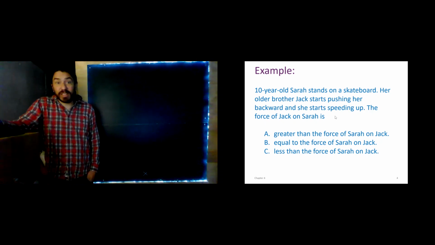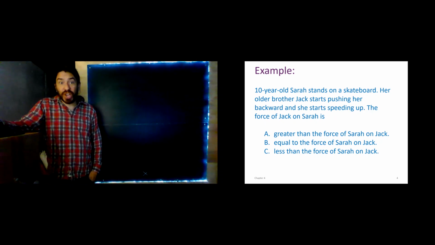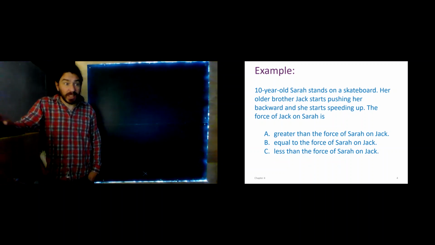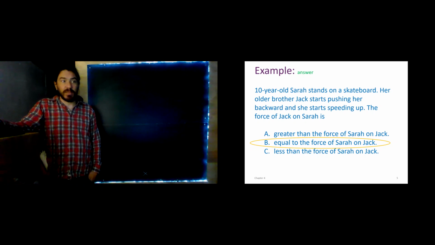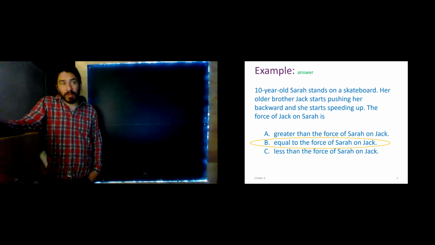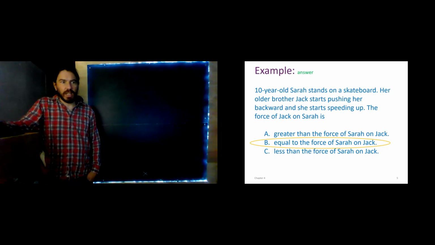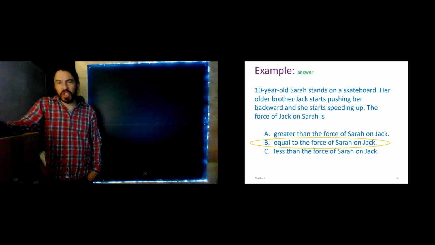Okay, well, Newton's third law says that if Sarah pushes on Jack, then Jack pushes on Sarah. And those forces must be equal and opposite, and there's nothing we can do to avoid that. Does it matter that, we assume Jack's probably bigger than Sarah? No, it doesn't matter. Does it matter that Sarah's on a skateboard and Jack isn't? No, those forces are still equal and opposite.